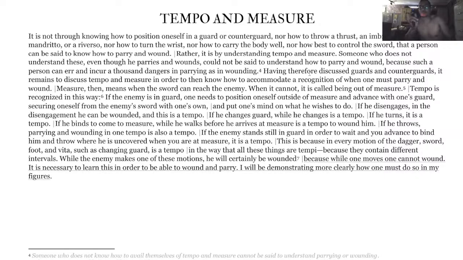Tempo and measure. It is not through knowing how to position oneself on guard or counter guard, nor how to throw a thrust, an imbrocata, a mandritto, a riverso, nor how to turn the wrist, nor how to carry the body well, or how best to control the sword, that a person can be said to know how to parry and wound. Rather, it is by understanding tempo and measure. Someone who does not understand these, even though he parries and wounds, cannot be said to understand how to parry and wound, because such a person can err and incur 1,000 dangers in parrying as in wounding.